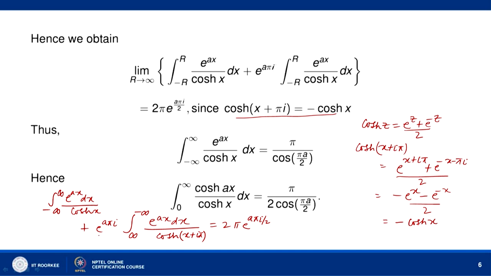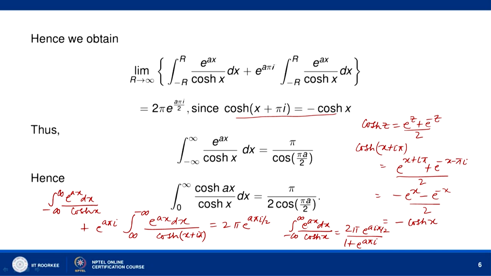Okay. Now, because cosh(x + iπ) is equal to minus cosh x, we can write it as the integral over minus infinity to infinity of e to the power ax dx divided by cosh x equal to 2π e to the power aiπ/2 divided by 1 plus e raised to the power aπi. Okay. This is what we get.